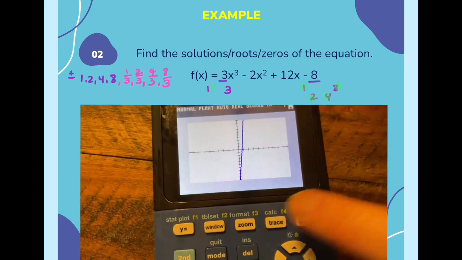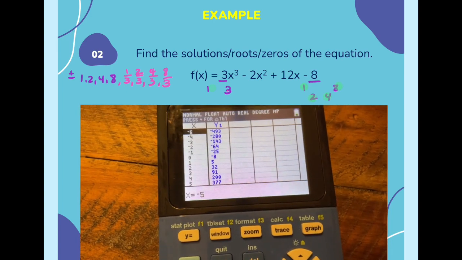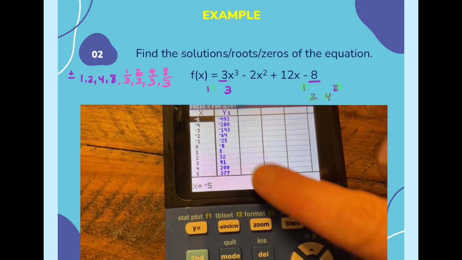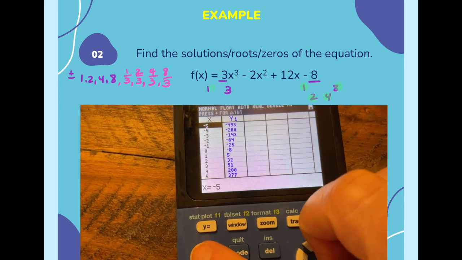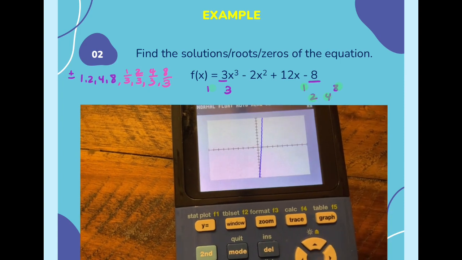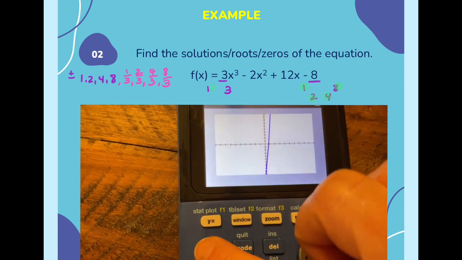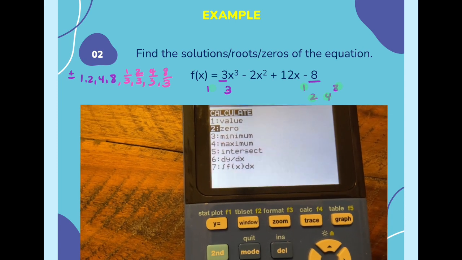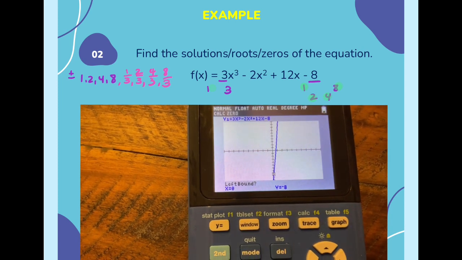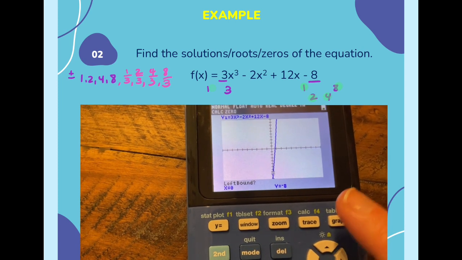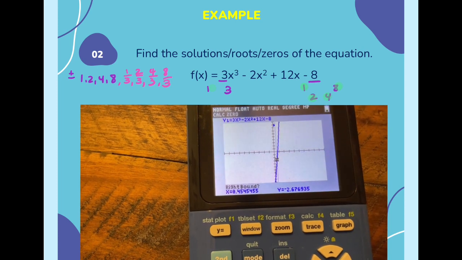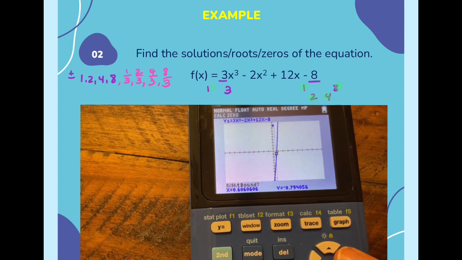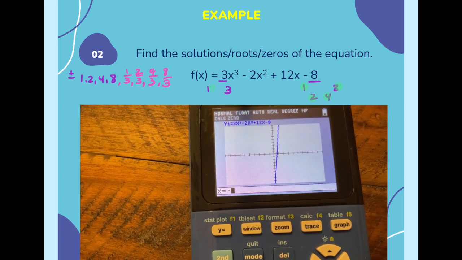So when I go to table, I won't see where y is 0. It actually skips from -5 to 8, which means I'm going to go back to my graph and I'm going to need to trace it. So second trace, go to 0. Left bound, it actually is left as it is. I can get it closer, but I don't need to. It's already left of it. And then right bound, my y is positive, so I'm right of it.